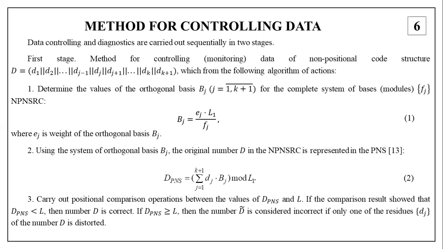If the comparison result shows that D in the positional number system is less than L, the number D is correct. If D in the positional number system is bigger than or equal to L, then the number is considered incorrect if only one of the residues of the number D is distorted.